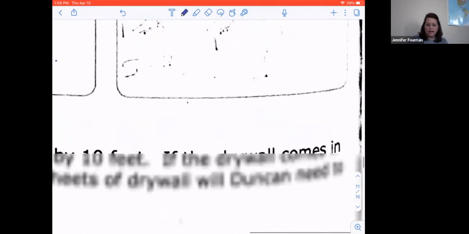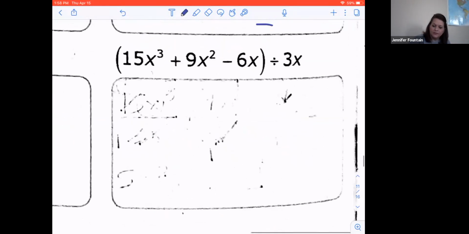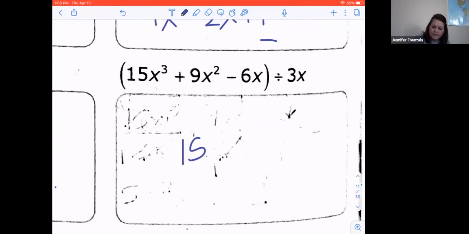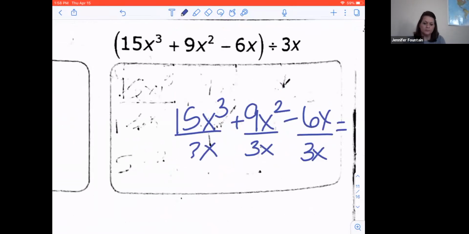All right, last one. Get it where it's not quite so messy. 15x cubed plus 9x squared minus 6x, all being divided by 3x. Go ahead and work that one.